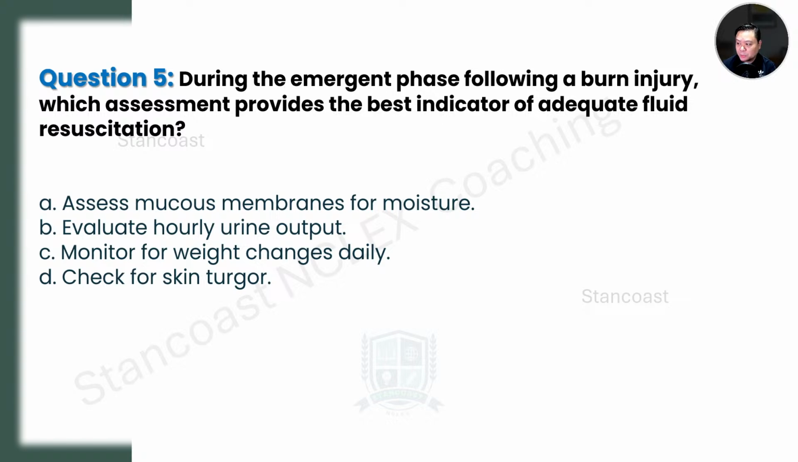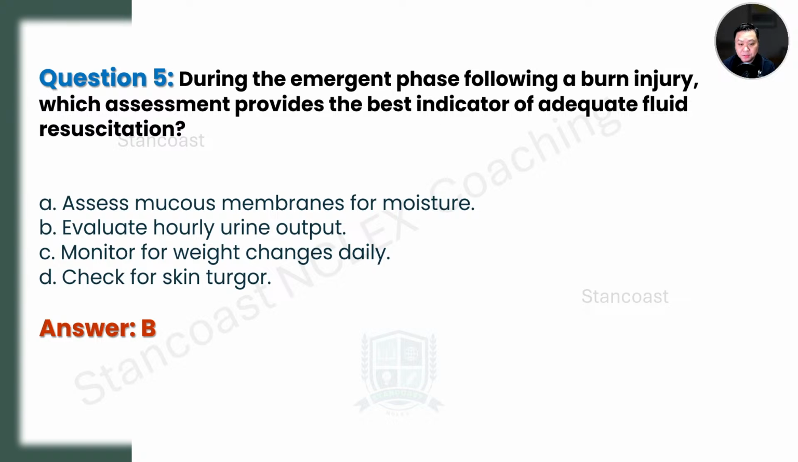During the emergent phase following a burn injury, which assessment provides the best indicator of adequate fluid resuscitation? A, assess mucous membranes for moisture. B, evaluate hourly urine output. C, monitor for weight changes daily. And D, check for skin turgor. What is your answer this time? The best indicator for adequate fluid resuscitation. Your answer should be letter B, evaluating the urine output hourly.